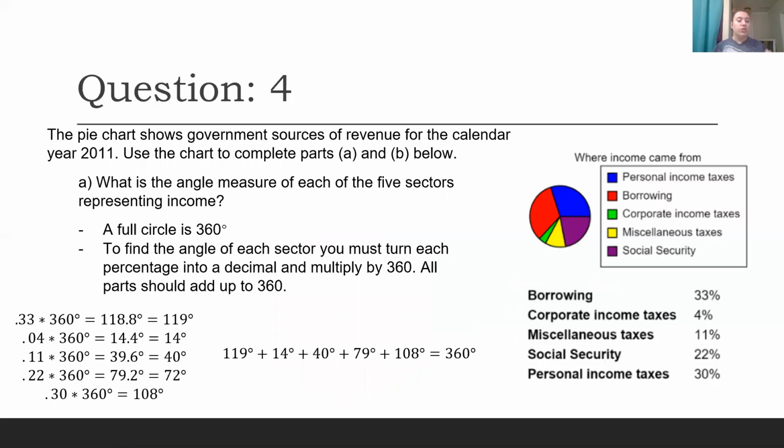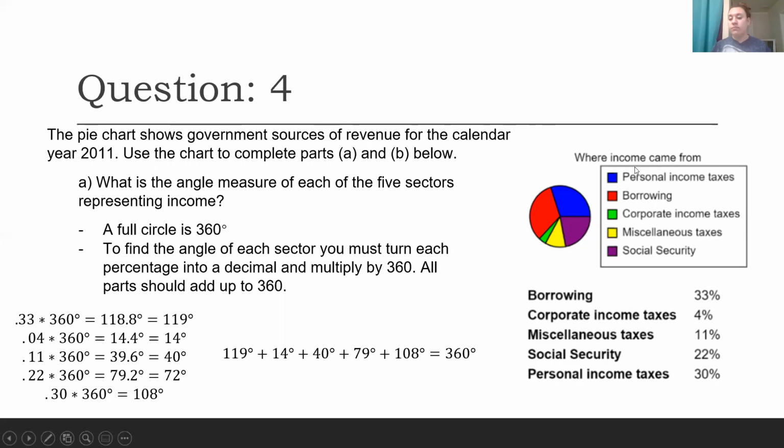So now, question 4. The pie chart shows government sources of revenue for the calendar year 2011. Use the chart to complete parts A and B below. Part A is, what is the angle measure of each of the 5 sectors representing income? Here's what we know. A full circle is 360 degrees. To find the angle of each sector, you must turn each percentage into a decimal and multiply by 360. All parts should add up to 360 when added together.